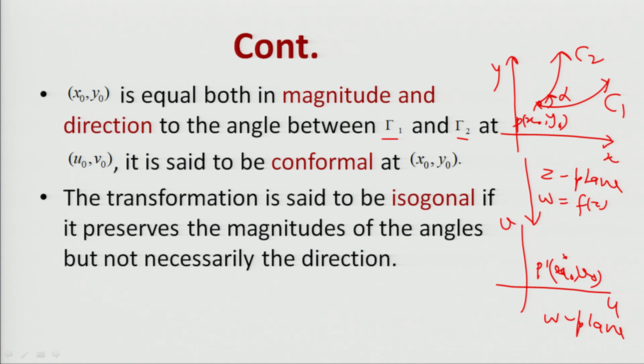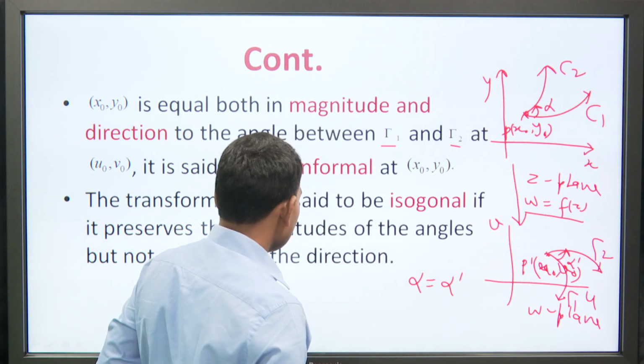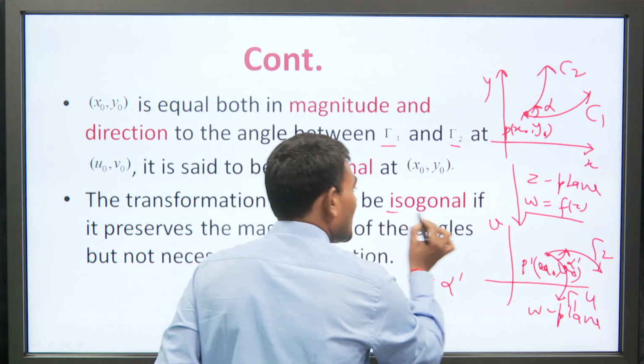Suppose by this transformation in the omega plane there are two curves, this is gamma 1, this is gamma 2, and the angle between these two from gamma 1 to gamma 2 is alpha dash. Then this transformation is known as conformal if alpha is equal to alpha dash in magnitude as well as in direction. If the angles between the corresponding curves are the same in magnitude but not in direction, then that mapping is known as isogonal.